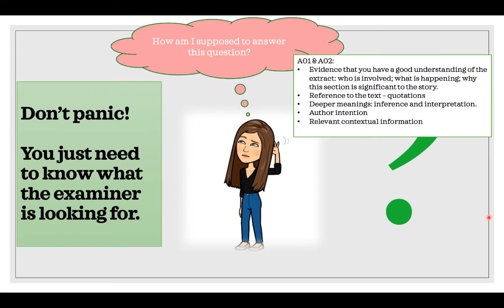In terms of the mark scheme and the criteria that you are being assessed on, first of all, let's look at AO1 and AO2. You need to show evidence that you've got a good understanding of the extract. At this point, you have read the novel hopefully more than once. You've got a very good understanding of the characters, the relationships, how they progress, how they change, how things develop. And so that's what the examiner is looking for.